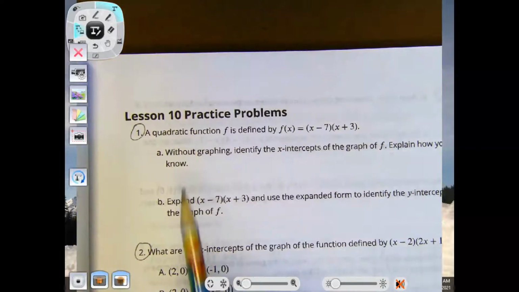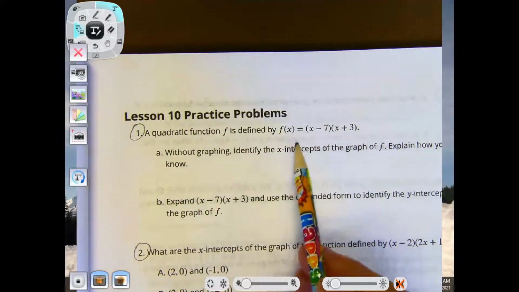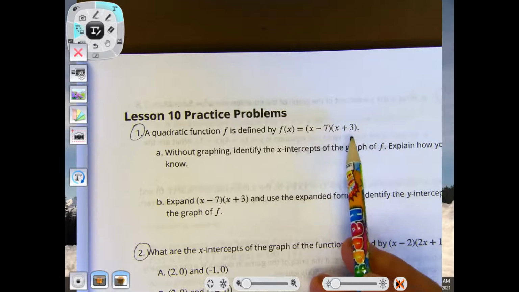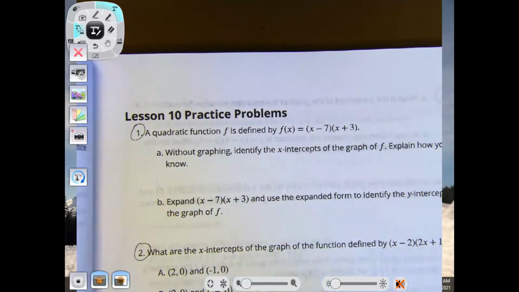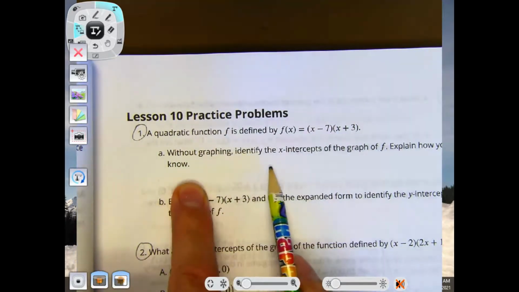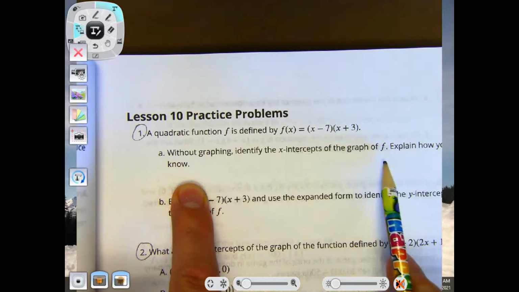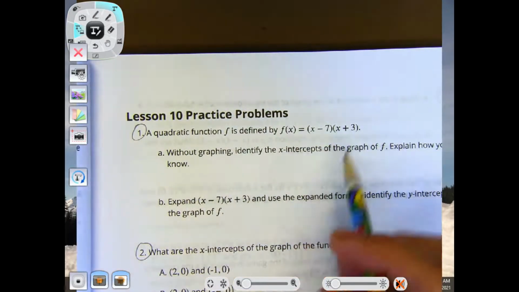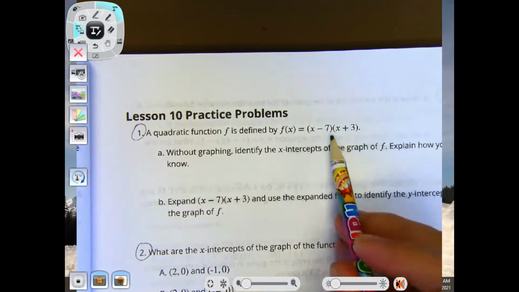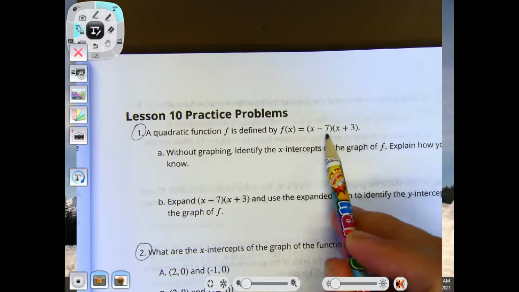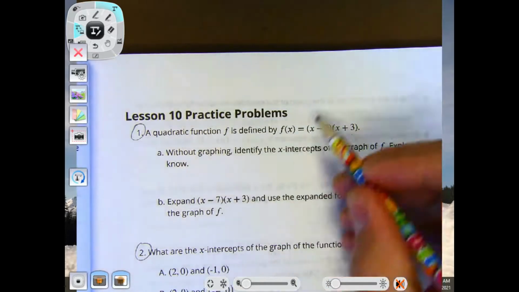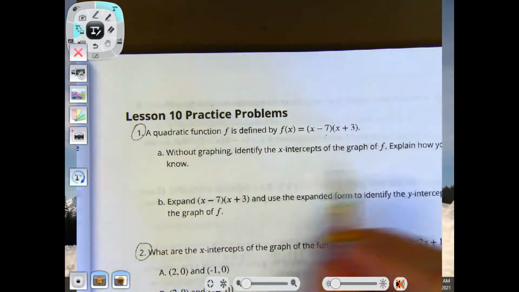Number 1, the quadratic function f is defined by f of x equals the quantity x minus 7 times the quantity x plus 3. That's just how you read these math sentences, right? Without graphing, identify the x-intercepts of the graph of f. Explain how you know. If I were to graph this, remember from the lesson that these two numbers are my x-intercepts. That's where the parabola intersects the x-axis, right?